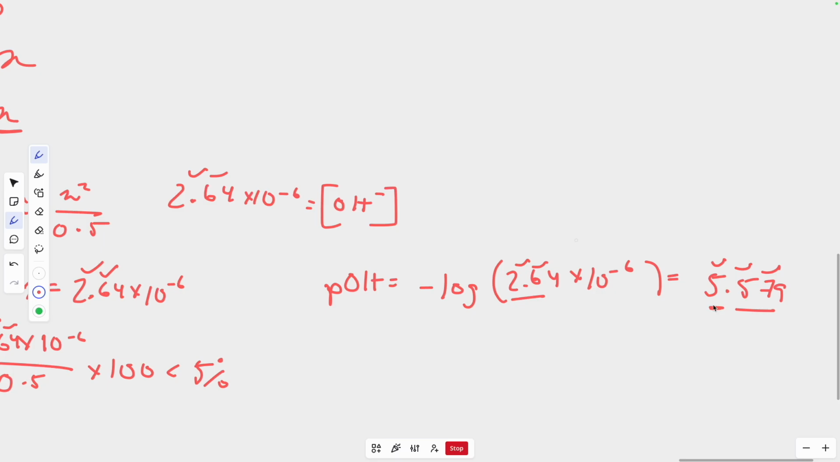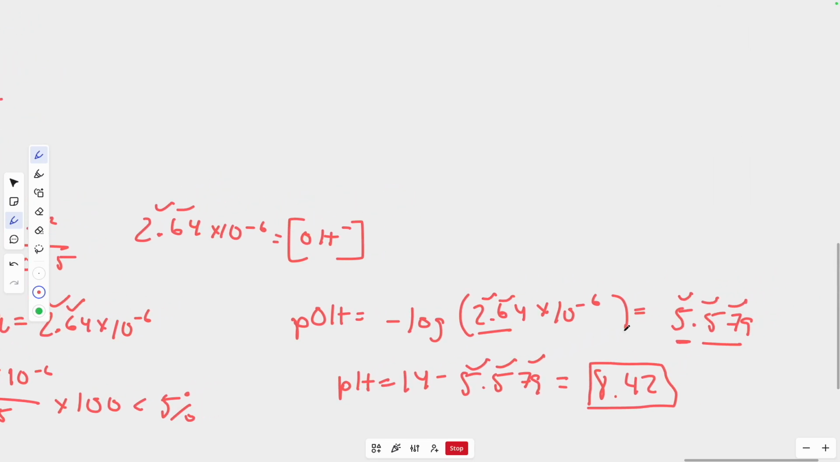So this is going to be our pOH, and then we subtract that from 14 to find the pH. So pH is equal to 14 minus 5.579, and this is going to equal 8.42. And notice that at the end I'm finally rounding because this is my final answer to two decimal places.